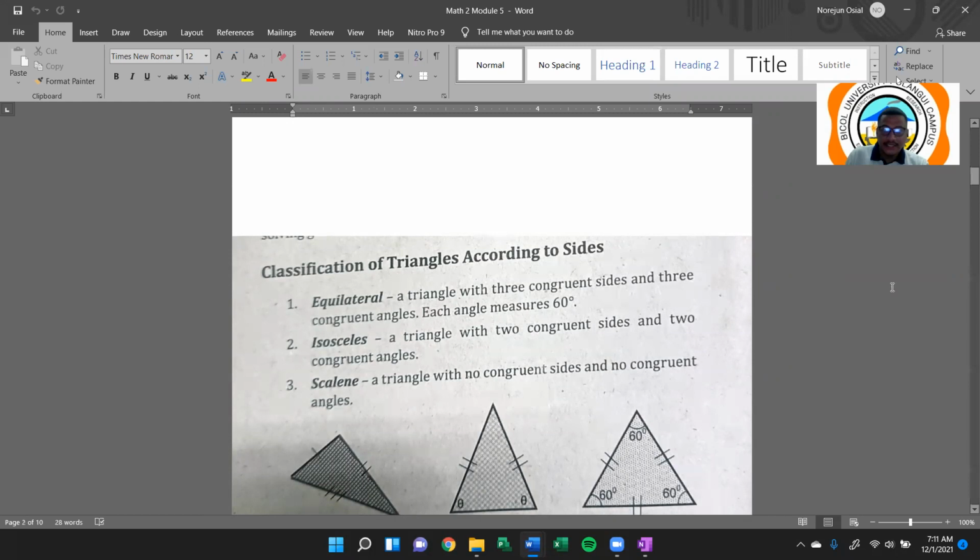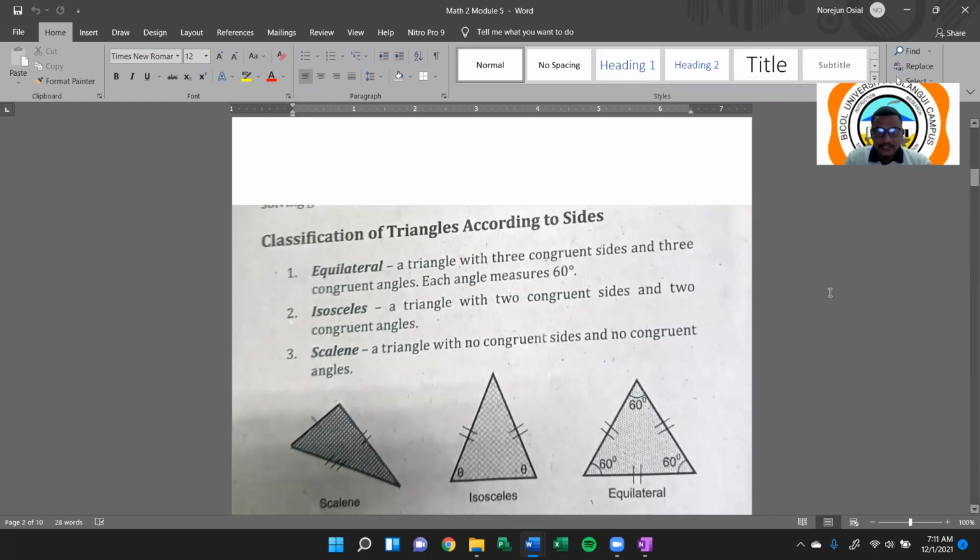So first, let's classify triangles. Triangles may be classified according to their sides or angles. First, let's classify them according to sides. By the way, a triangle, from your previous module, is a polygon with three sides. Triangles are classified into three according to their sides. So we have an equilateral triangle, isosceles triangle, and scalene triangle.